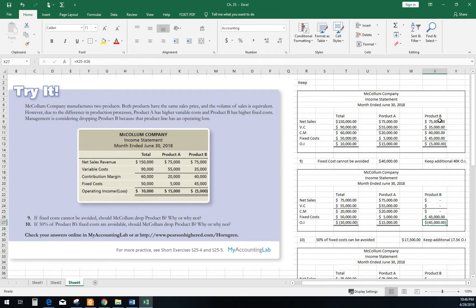So that's how you solve a product line question. You just compare the different scenarios based on what the changes in the fixed costs are, and you choose the scenario that has the highest operating income.